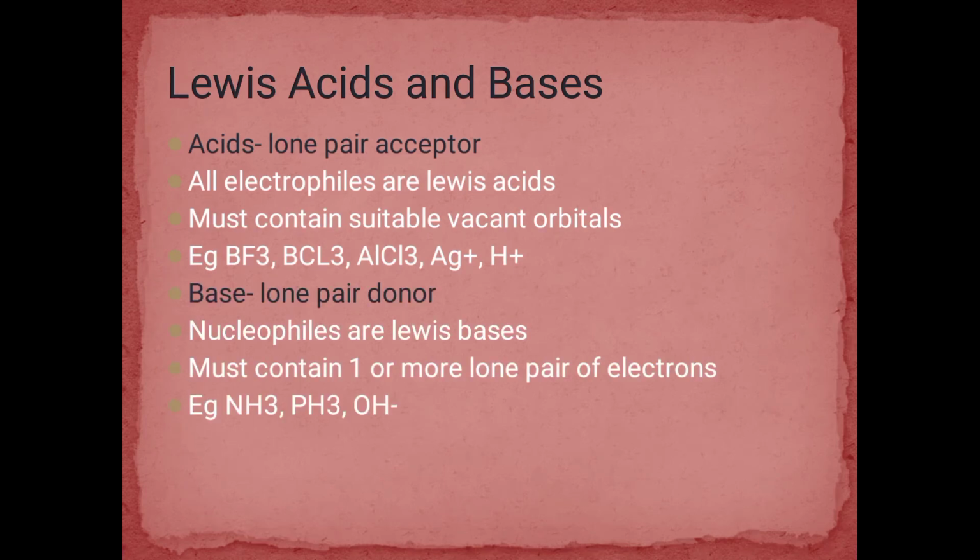A base is a lone pair donor, that is, it's a nucleophile which has a lone pair or some extra electrons, or it is electron rich, which it can easily donate to others. Like ammonia, we know according to the structure of ammonia that it has a lone pair. So these are the Lewis bases which easily donate the lone pair.